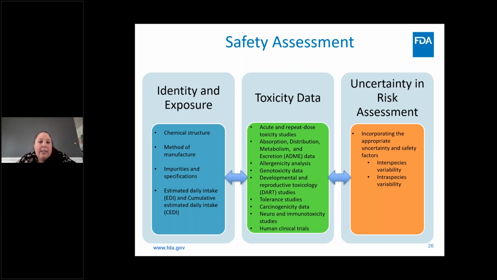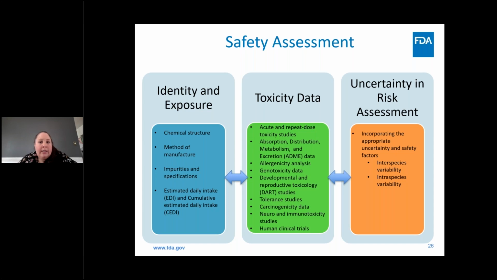Typically, we will also look at something we call ADME, or absorption, distribution, metabolism, and excretion data. We will also evaluate genotoxicity data that tells us about the potential for DNA damage from a substance. Very often, we also have access to what are called DART studies, or developmental and reproductive toxicology studies, and human tolerance studies, which will tell us about the potential for GI upset or allergenicity, for example.